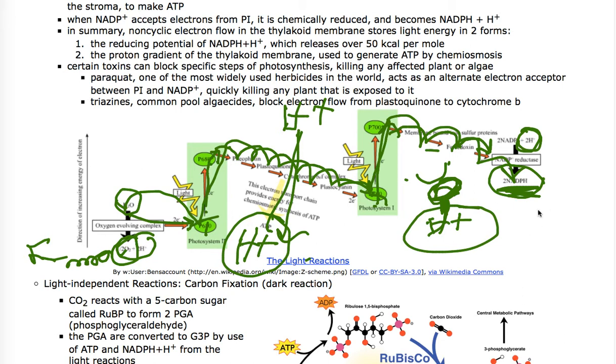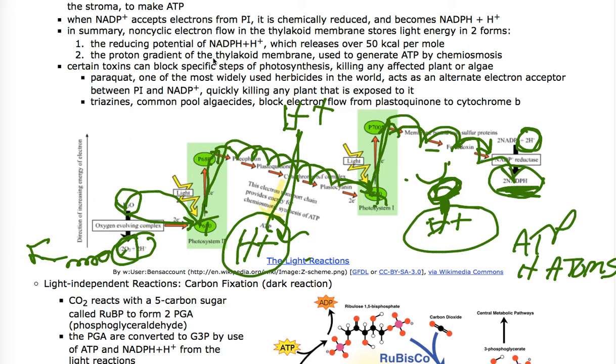The two important products of the light reaction are ATP and the hydrogen atoms on NADPH. So in summary, non-cyclic electron flow in the thylakoid membrane stores light energy in two forms. The reducing potential of the hydrogen atoms, NADPH plus H plus, nitpicky point, one of the hydrogens is carried as an atom, the other one's carried as a proton. This thing's got 50 kilocalories per mole. That's a lot of energy.